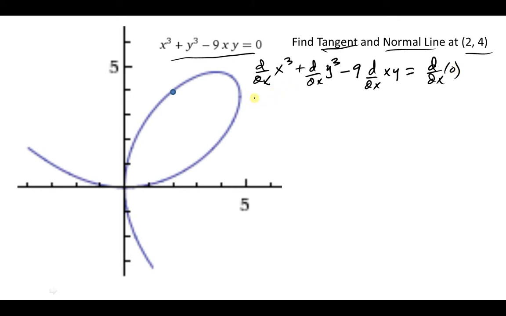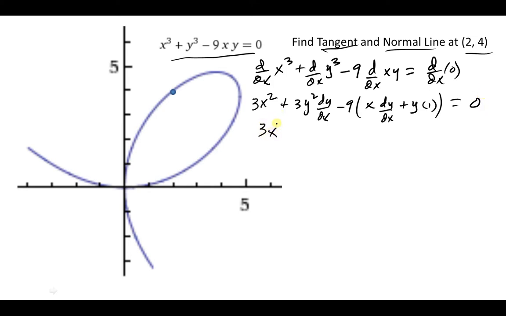d/dx of x cubed is 3x squared. d/dx of y cubed is 3y squared dy/dx. And then we're going to have minus 9 d/dx of xy using the product rule is going to be x dy/dx plus y times d/dx of x, which is just 1, equals 0. So simplifying this, we get 3x squared plus 3y squared dy/dx minus 9x dy/dx minus 9y equals 0.